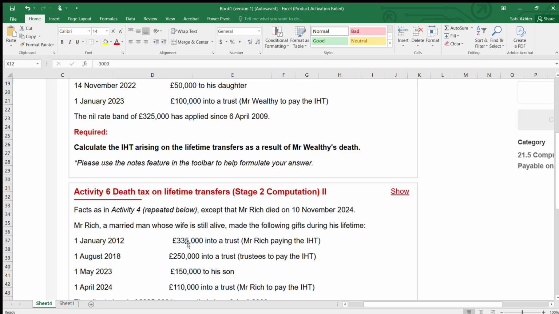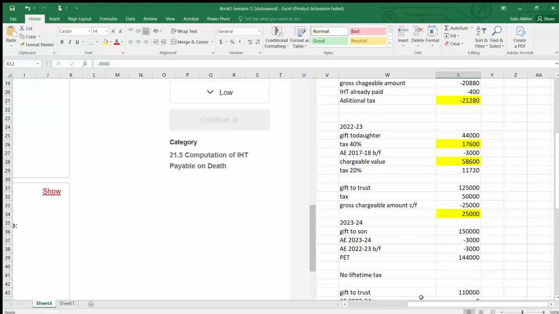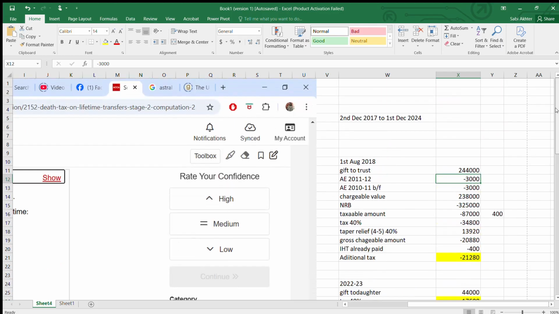So here 1st Jan 2012, in activity 4 the gross chargeable value was 330,000. Now on your death, nil rate band available is 325, which is less than your gross chargeable transfer. That means no nil rate band available for the second gift. You have to show that it is not available. So this will be your gift to trust, the value, and this will be your taxable amount on which you have to pay 40% tax.